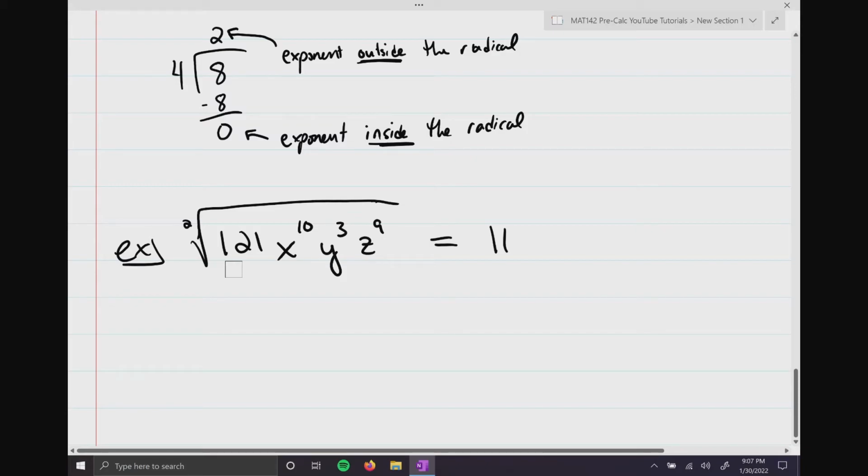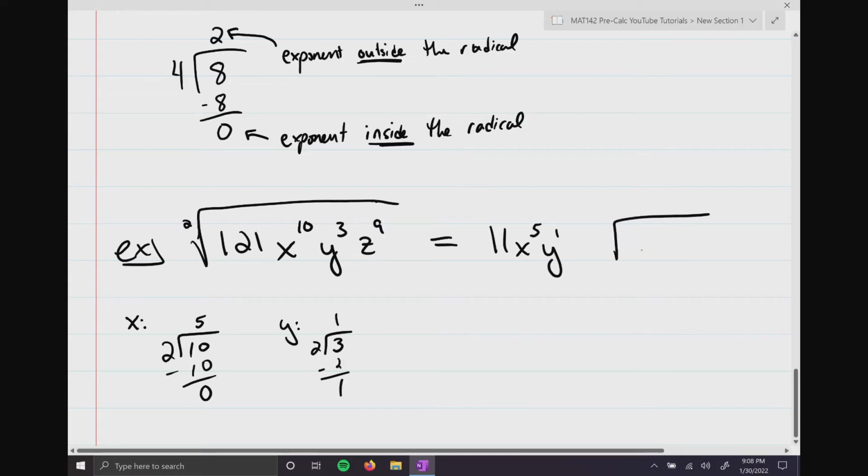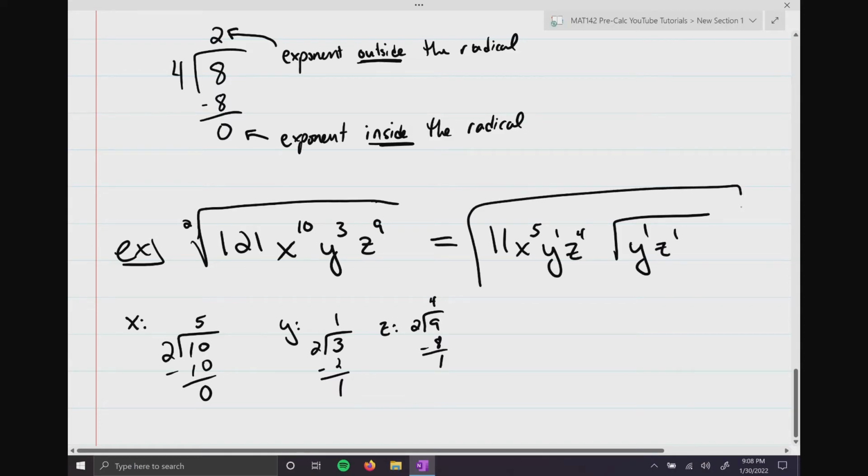But now I have to worry about all the variables. So if you look, and I'll do the x first, I just divide 2 into 10, so that gives me 5 with a remainder of 0. So this is going to be x to the 5th. Now for the variable y, 2 divided into 3 goes once with a remainder of 1. So I have y to the 1st, and then I have a y to the 1st left over on the inside. And then z is going to be 2 divided into 9 goes 4 times with a remainder of 1. So it would be z to the 4th and z to the 1st. And that is how fast you can simplify very complicated radicals.